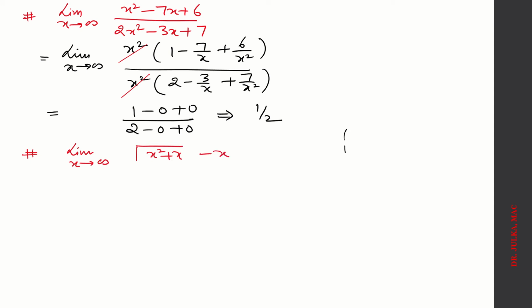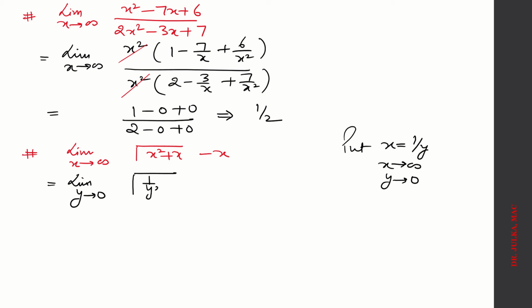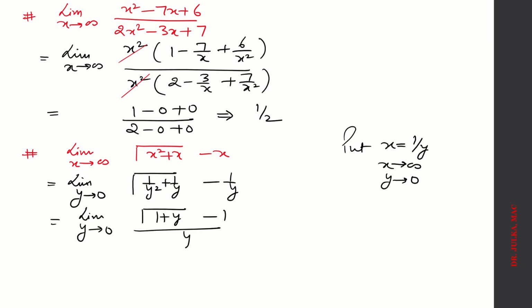If we put infinity here, we will get infinity minus infinity. So first we replace x by 1 by y. We know that x tends to infinity, so y tends to 0. So now we have limit y tends to 0 in root 1 plus y square plus 1 by y minus 1 by y. Take LCM y and now we have in root 1 plus y square minus 1 whole divided by y.